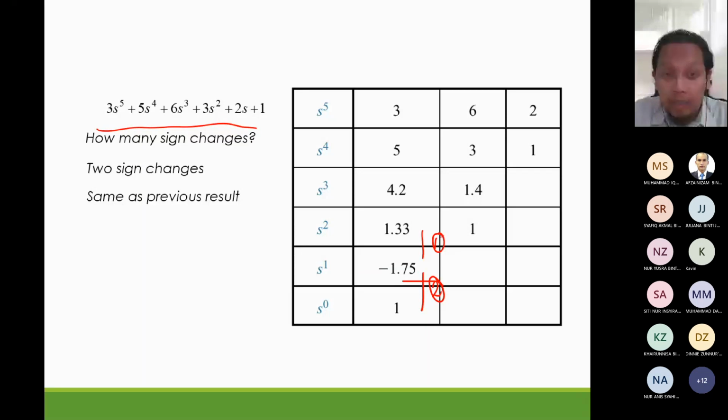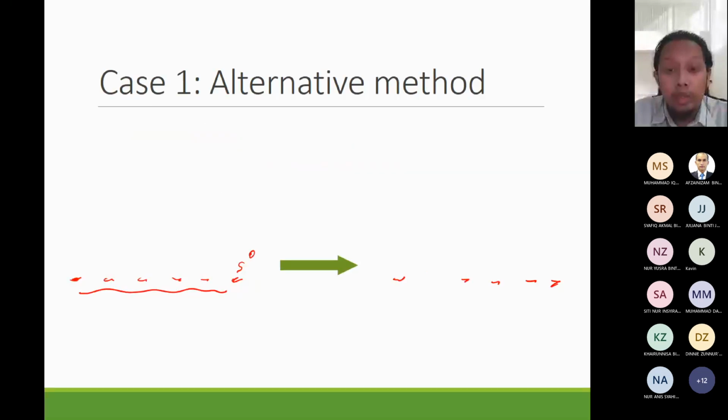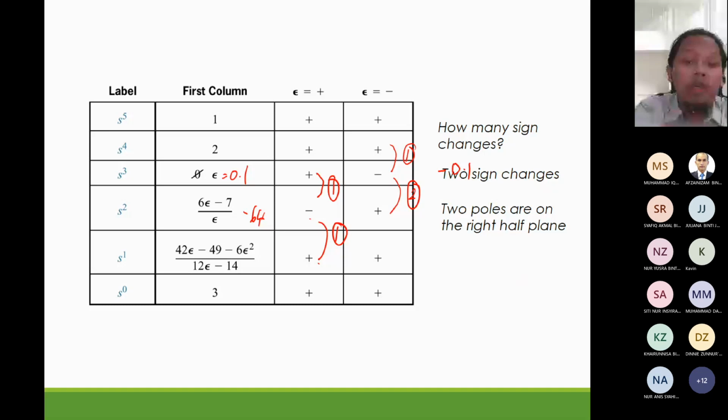So please be reminded that to use the reverse coefficient method, you need to show that there's a 0 in the first column. Okay, when there's a 0 in the first column, then only you can reverse the coefficient. So from previous semesters, what usually students did was they reverse the coefficient without showing that there's a 0 in the first column.